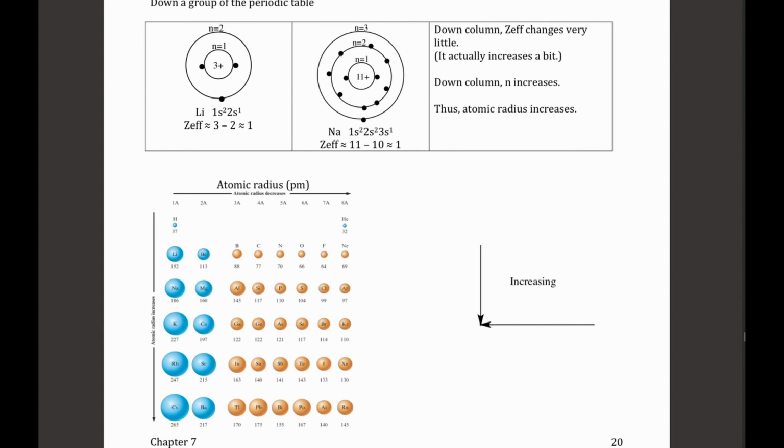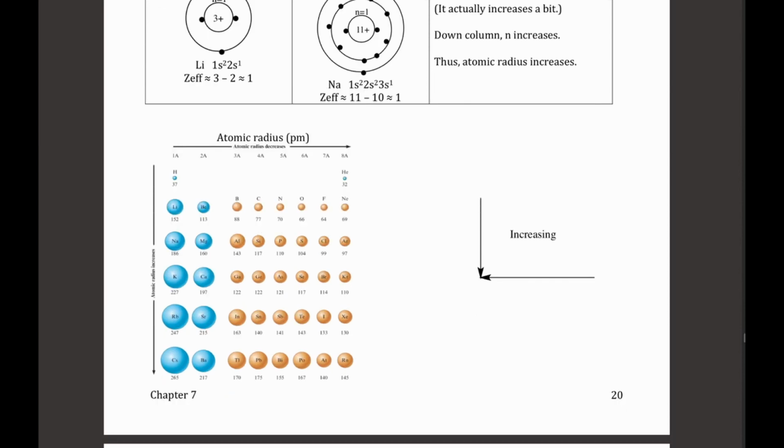Now there are 10 core electrons, so Z effective is about 1 in sodium as it is about 1 in lithium. But in sodium, that outermost 3s electron is a whole shell farther from the nucleus than the shell in the lithium atom. So that makes sodium bigger. So going down a column, Z effective changes very little. It increases a bit. Going down a column, n increases. Therefore, going down a column, the atomic radius increases.